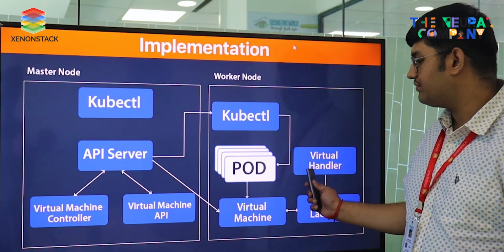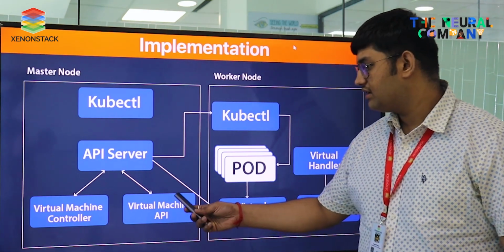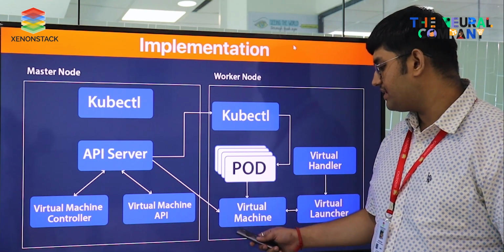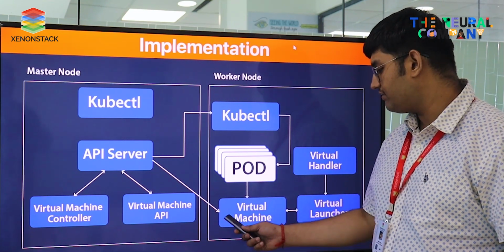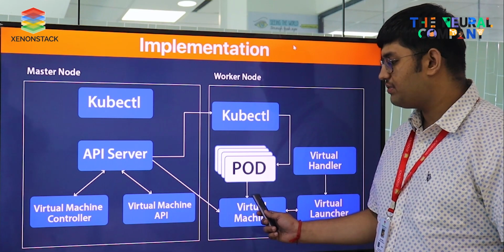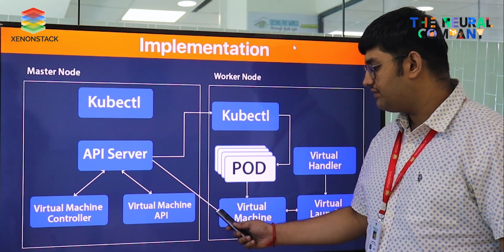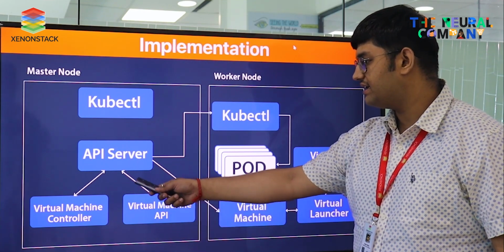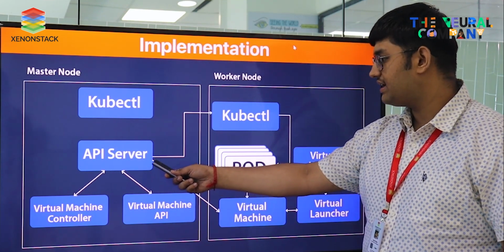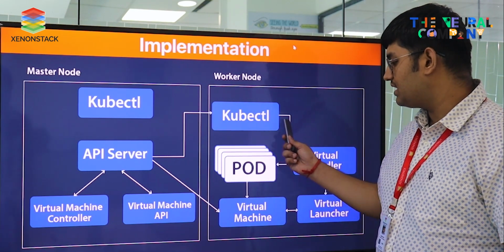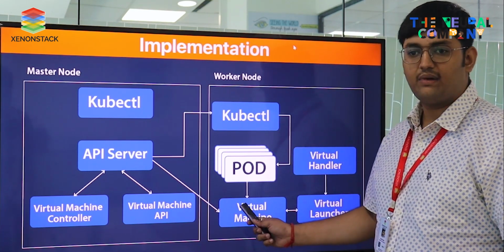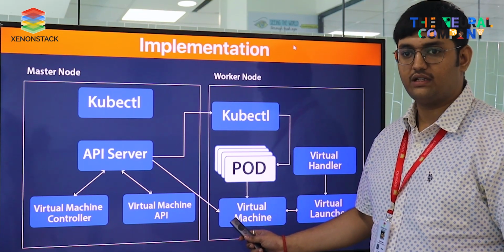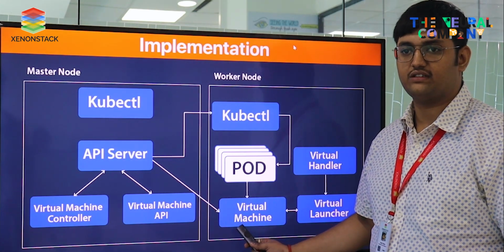Virtual handler running on the worker node basically keeps on checking whether our VMs which are provisioned as VMI on our worker node are up or not. They do it with the help of virtual machine API running on the master node. If they fail, virtual machine API again instructs the API server. API server again instructs the kubectl to keep the VMI running. If the VMI is down, virtual launcher won't be running. And the same goes for other applications running on the Kubernetes cluster also.